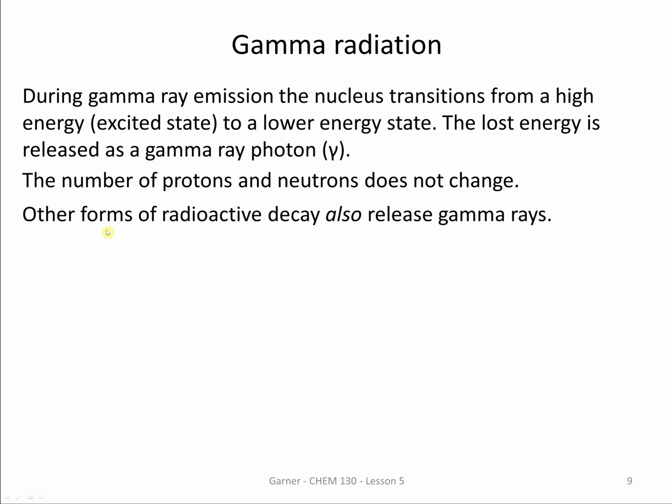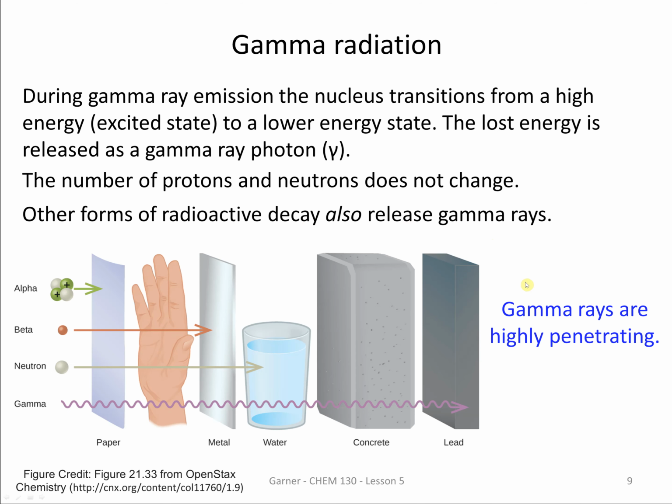That said, all of these other modes of radioactive decay that we've introduced, such as alpha decay, beta decay, and positron emission, they also release gamma rays. So gamma rays can be released on their own or as part of another decay process like alpha decay or beta decay. One other property that's worth examining for gamma rays is that they're highly penetrating.